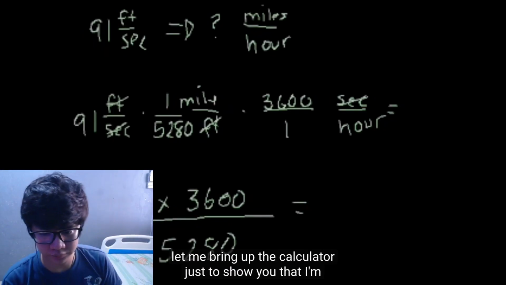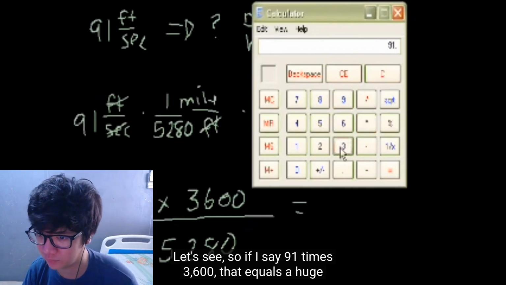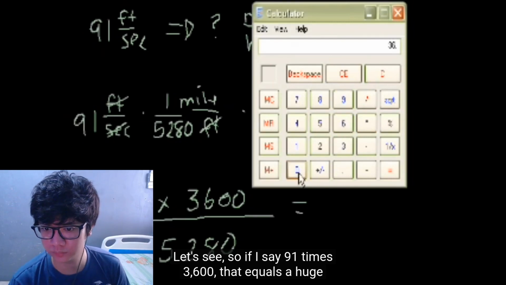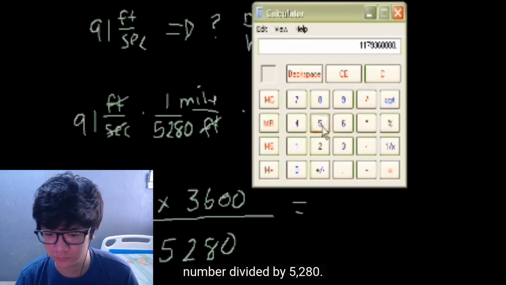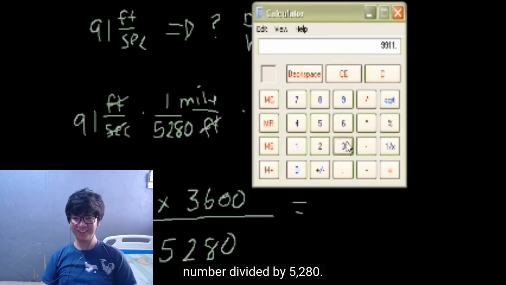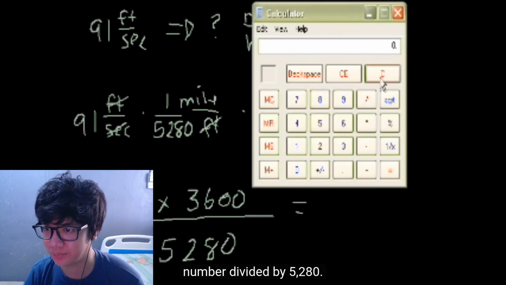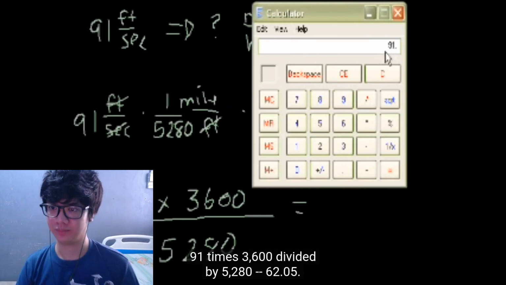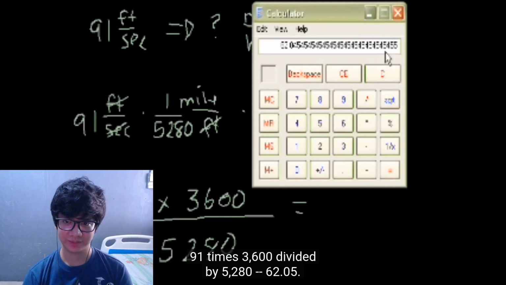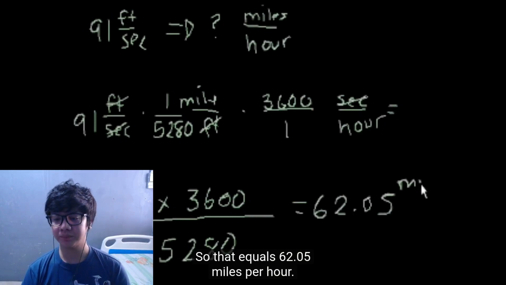And this time around, I'm actually going to use a calculator. I'm going to bring up the calculator just to show you that I'm using a calculator. So if I say 91 times 3600, divided by 5,280. My mouse is messed up, let me see if I can type it. 91 times 3600 divided by 5,280. That equals 62.05 miles per hour.